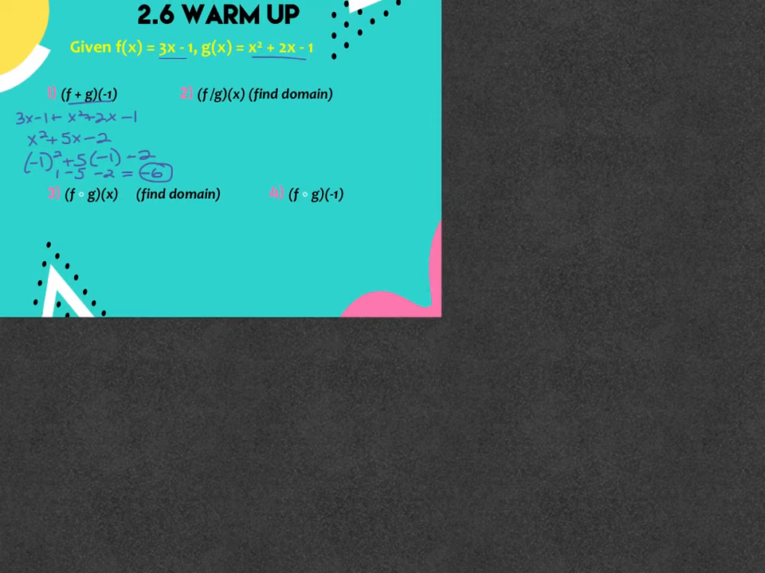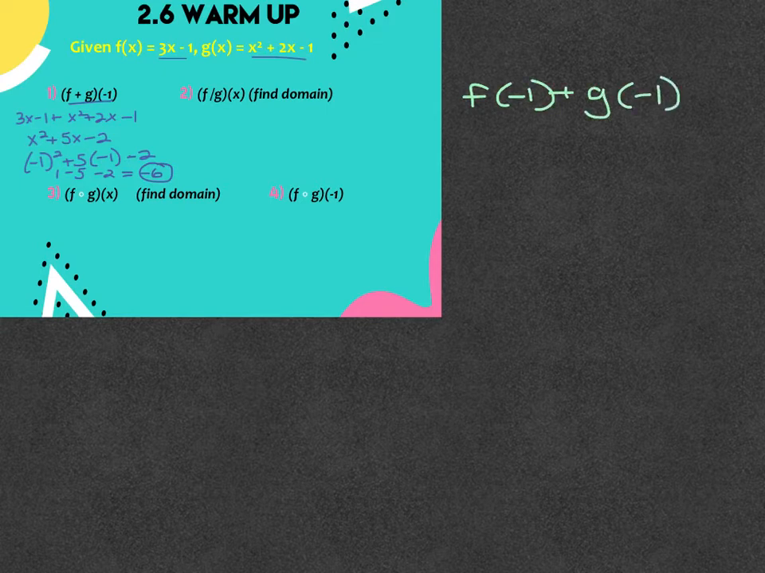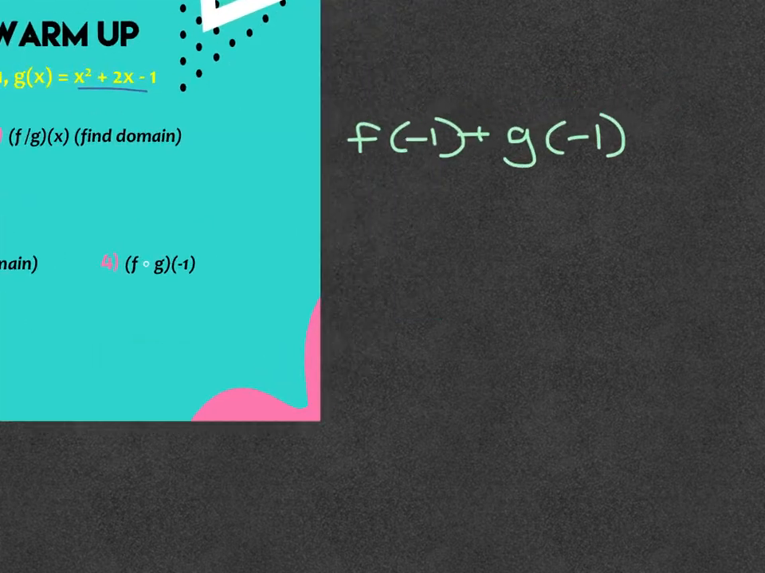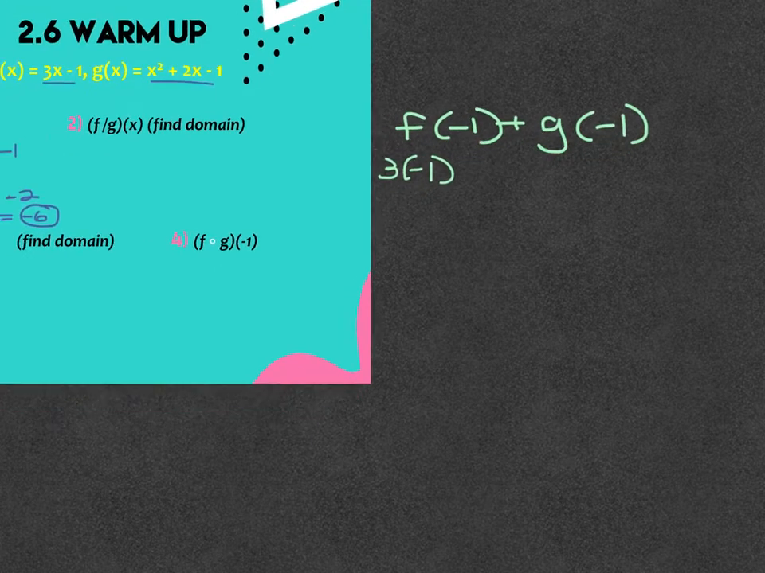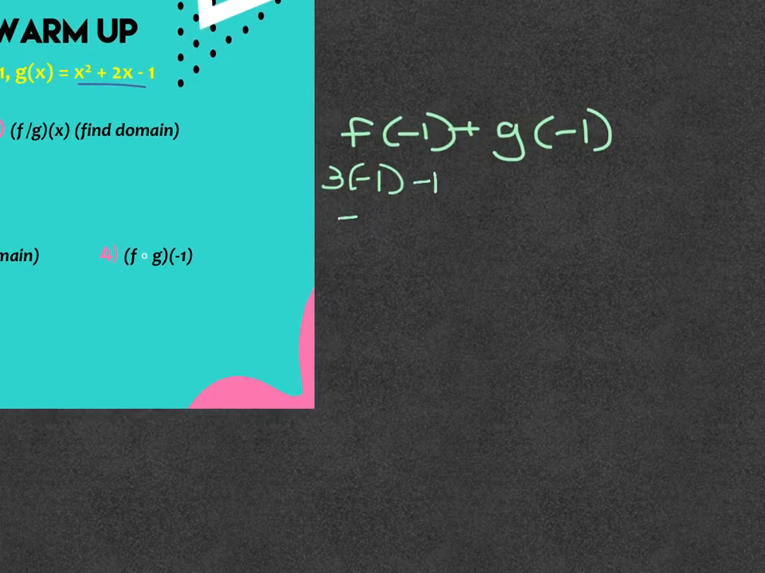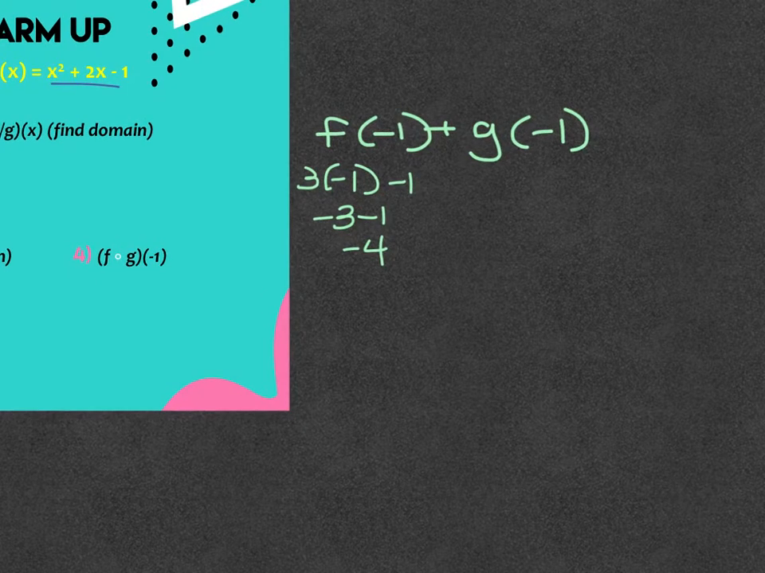I'm going to do that over here. F of negative 1. All right, so if I do that, I've got f of negative 1, which is 3 times negative 1, minus 1, which is negative 3 minus 1, which is negative 4. And then I add to that g of negative 1. So negative 1 squared.